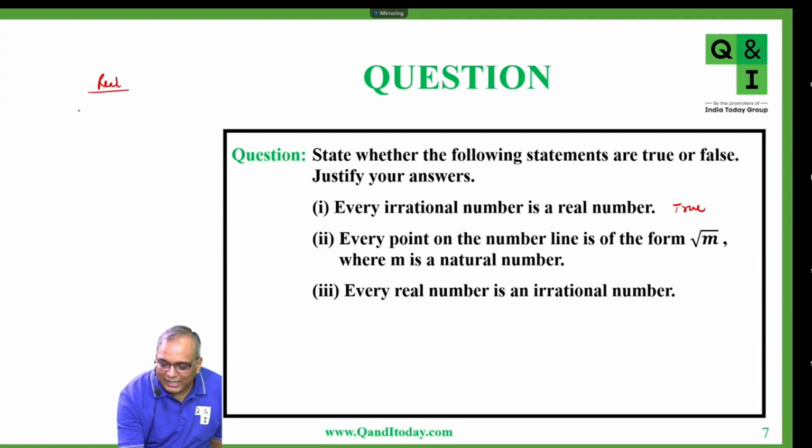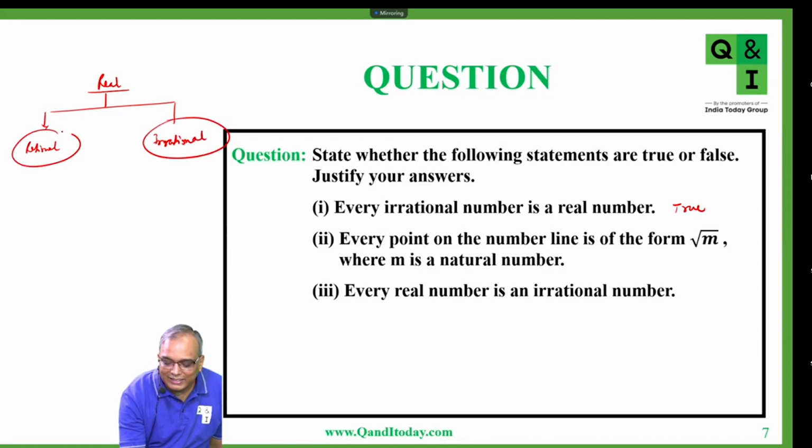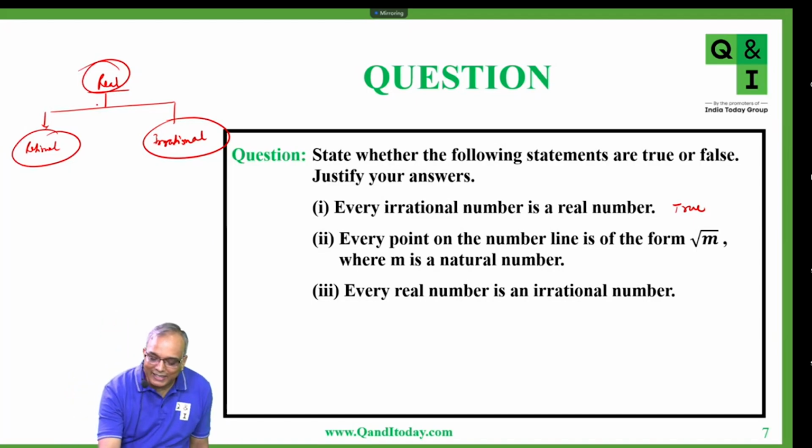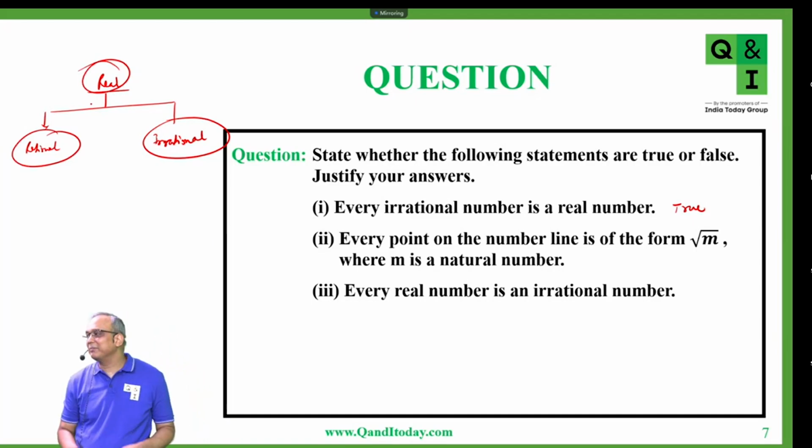Because we know that there are two parts of real number. One is rational, other is irrational. Both rational and irrational together form real number. So every irrational number is a real number is true.